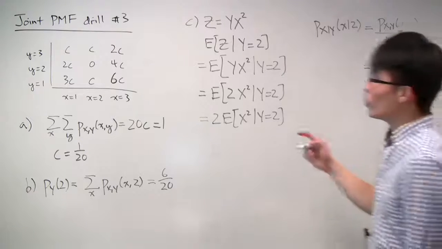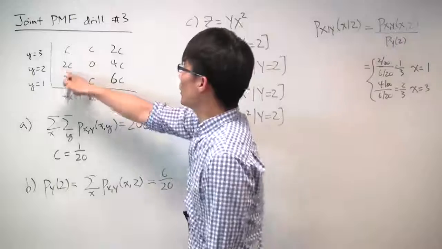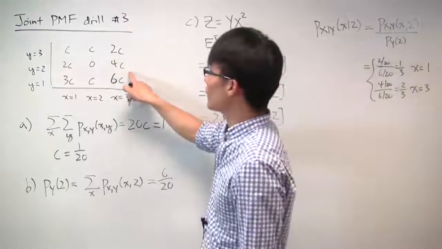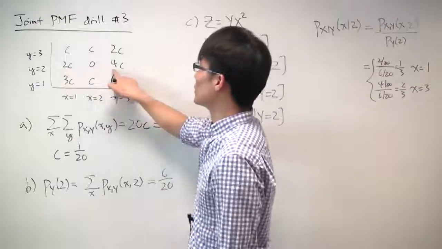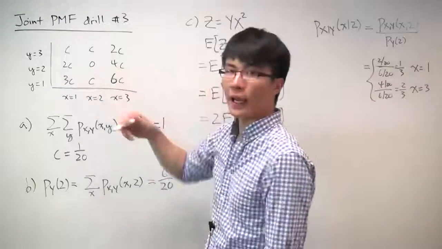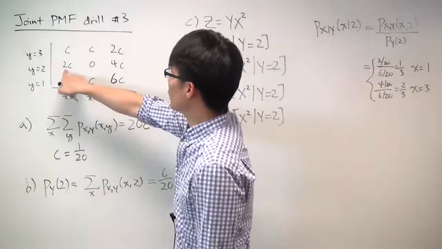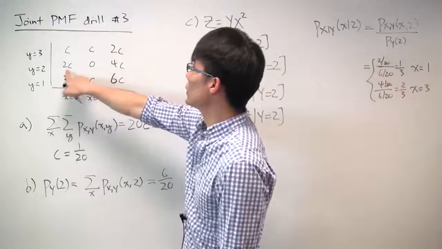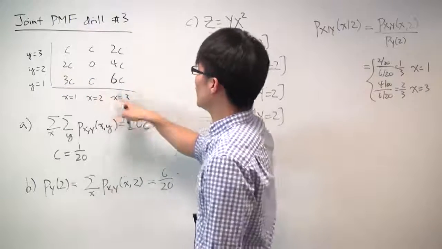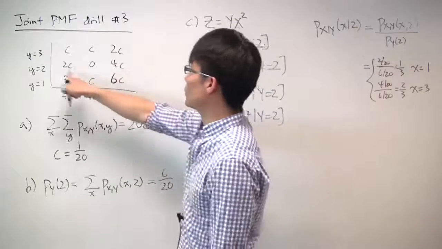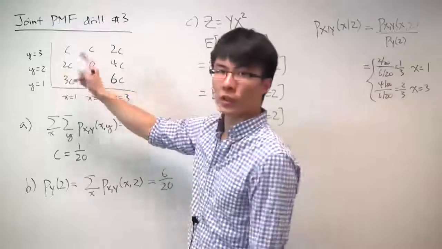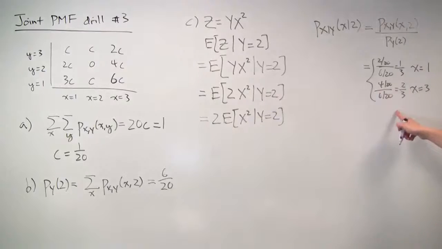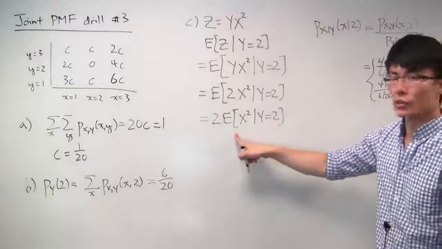A simple way of eyeballing this is also just, we know that it focuses us on this row, and you know that when conditioning, it basically rescales the probabilities so that they add up to 1. So we know that, well, the total is 6c, and two of those are for x equals 1, 4 of those are for x equals 3, so it should be in the ratio of 1 to 2, which gives us 1/3 and 2/3.